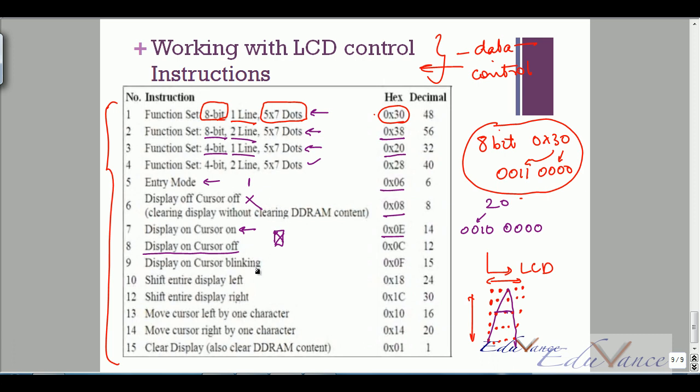If I want to control the blinking, whether it should blink or not, then I have this instruction. If I want to shift the entire display left, both the lines, then I would use this command. If I want to shift the entire display right, then I would use this command. If I would like to move the cursor just by one position, then it would be this command. If I want to move it right, then I would use 0x14. If I'd like to clear the display and also the register, that is the DDRAM, which is a memory, then I would use this command.